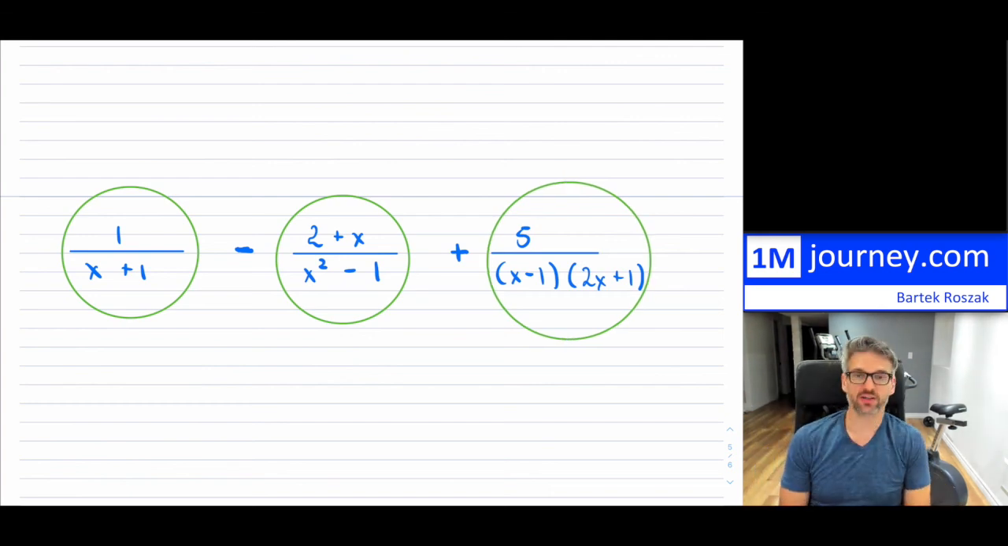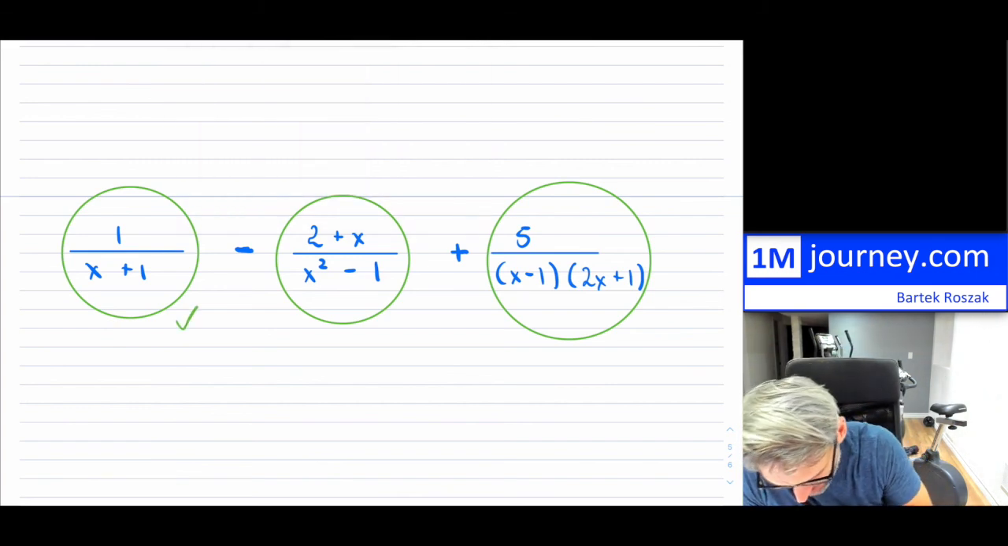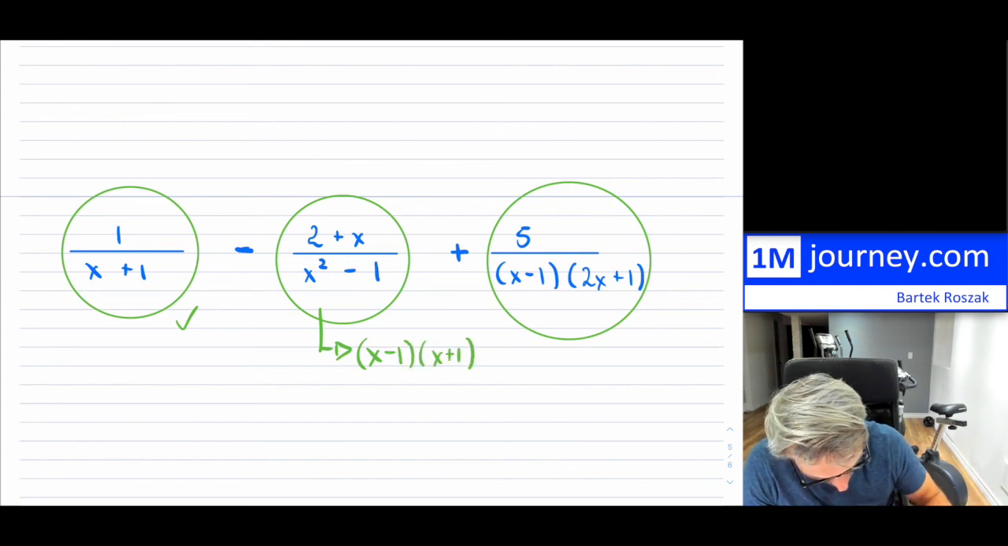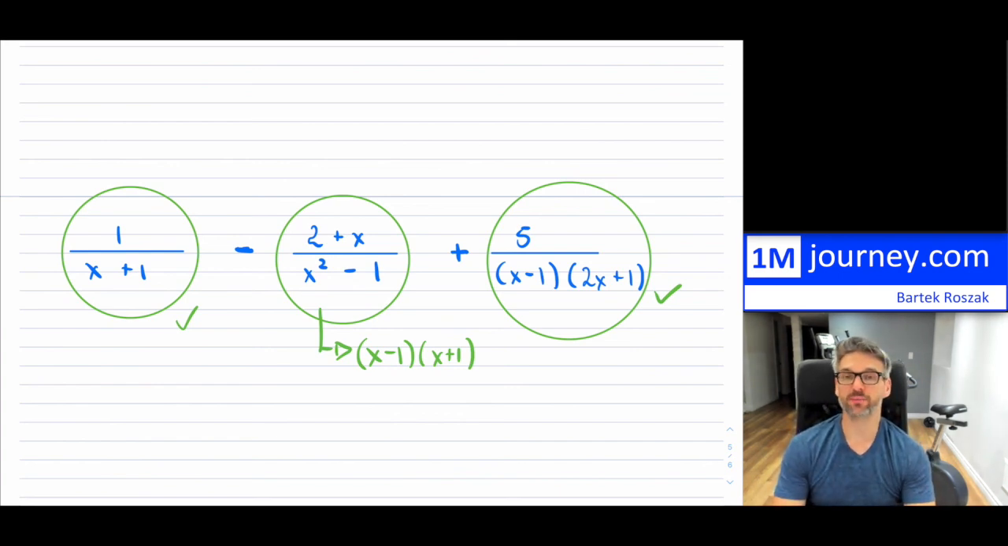And since they're adding and subtracting, I have to find a common denominator. So, what do I do? Well, this one is nice. It's just x plus 1. This one right here is a difference of squares, so this is going to be x minus 1, x plus 1. This one is factored for us. So great. Now, if it's 3 denominators or 4, you do exactly the same thing.